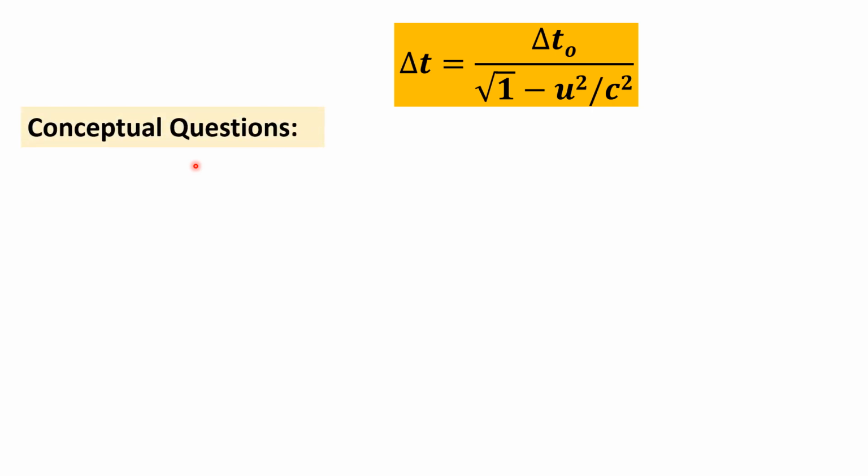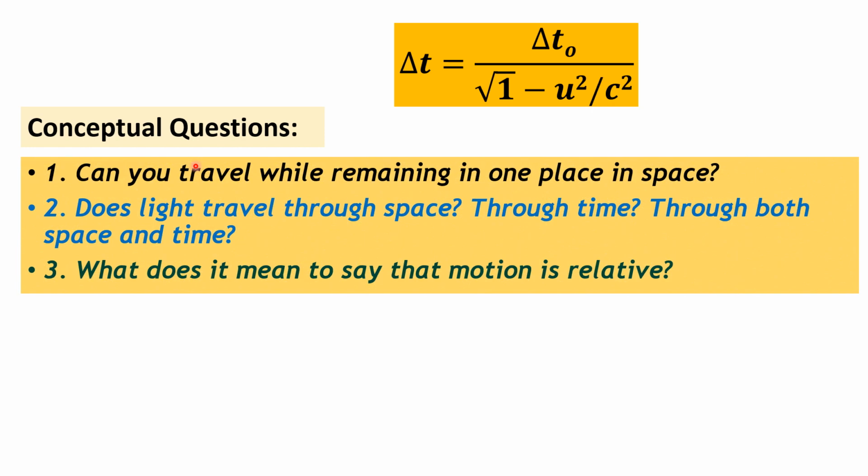Here are some conceptual questions that we will address. Number 1, can you travel while remaining in one place in space? Number 2, does light travel through space? Does it travel through time? Does light travel through both space and time? And question number 3, what does it mean to say that motion is relative?